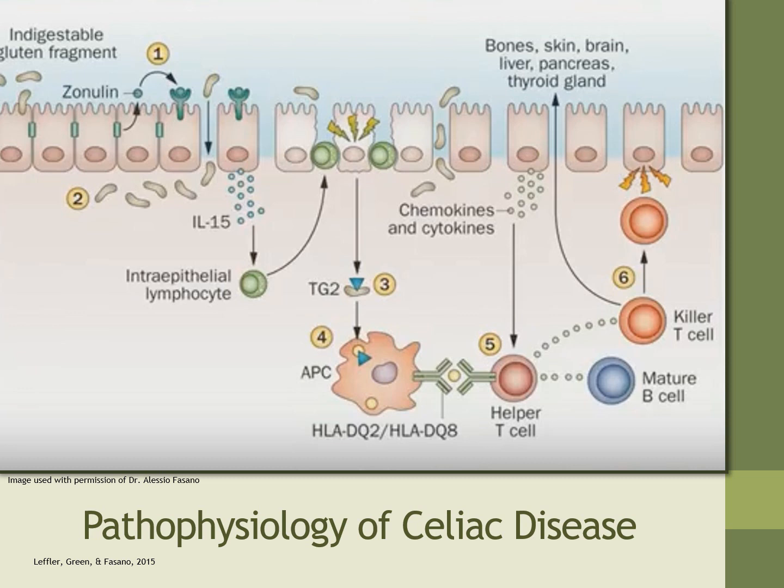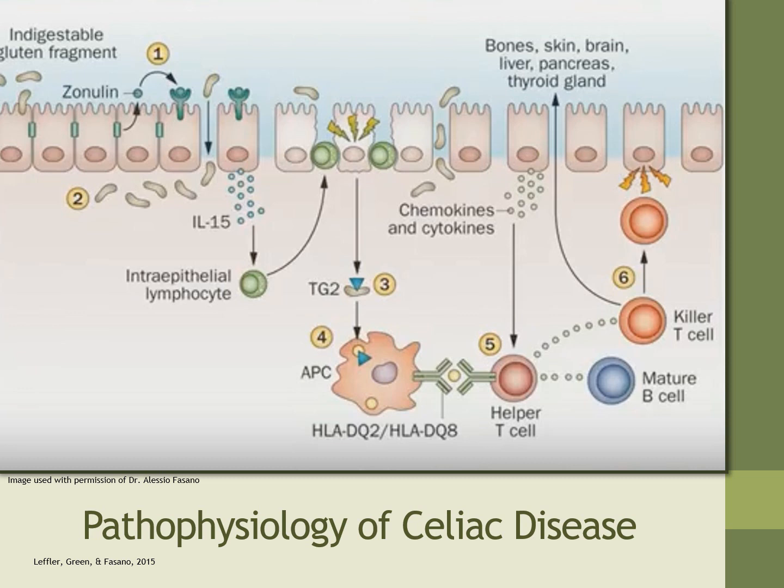As a result, inflammatory cells are activated and release cytokines including interleukin-15 that cause innate immune inflammation. Interleukin-15 induces intraepithelial lymphocytes, which are directed against enterocytes and cause damage to the intestinal lining. In addition to the innate immune response, the adaptive immune response takes place.